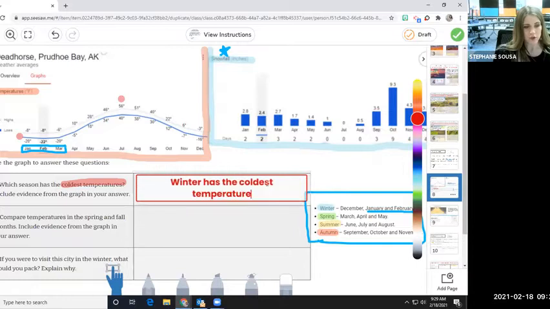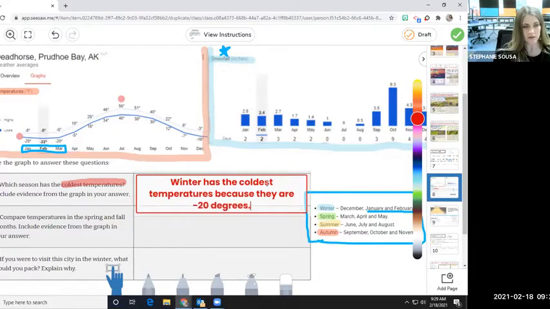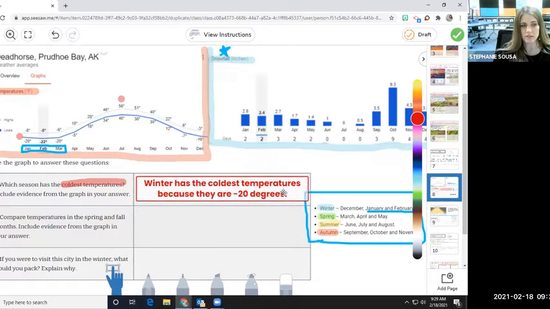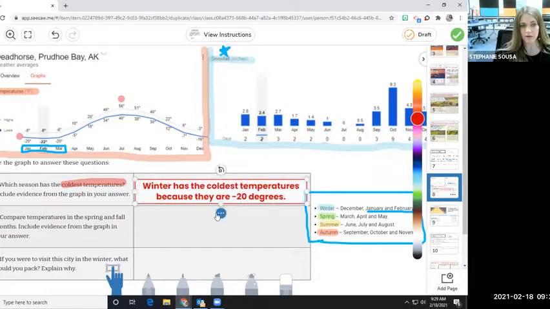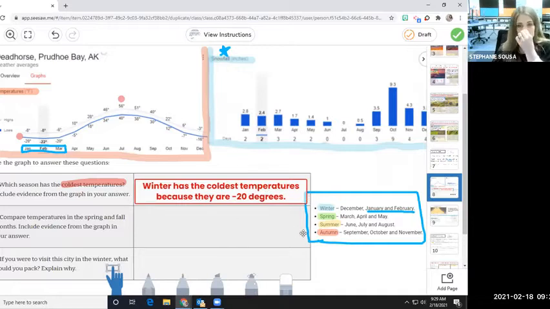And it says include evidence from the graph. So this is where we're going to put some of that data from the graph. Winter has the coldest temperatures because they are -20 degrees. We can't just say winter, okay? Most seasons are coldest in winter, so that's kind of a duh moment. This is asking for evidence from the graph, and that evidence comes from when we use specific data directly from the text.